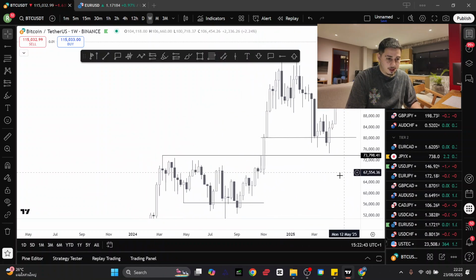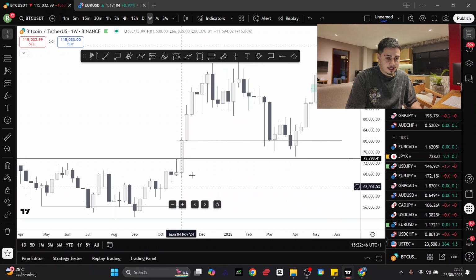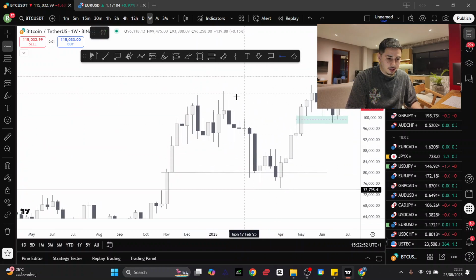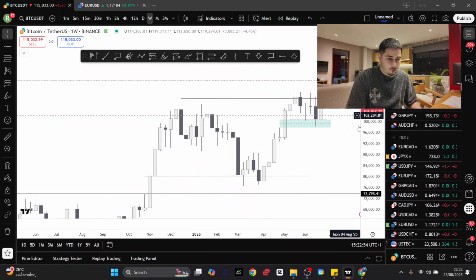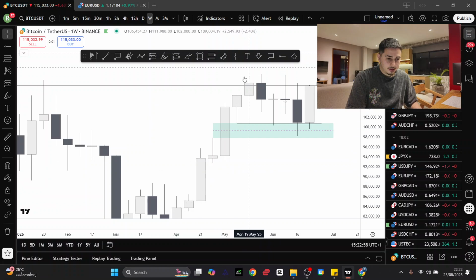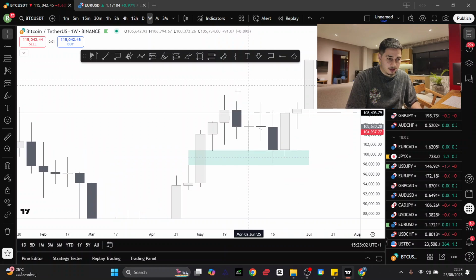Then we have it here again. Expand, consolidate, create some liquidity, take the liquidity, head towards the external liquidity. Boom. And what do we have here as well? Expand, creates liquidity, takes liquidity, expands towards the external liquidity.